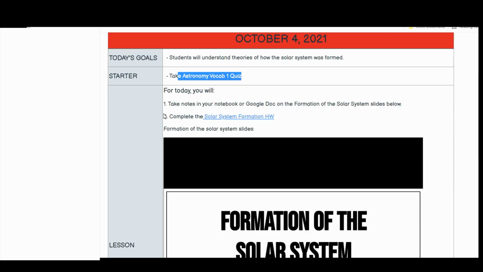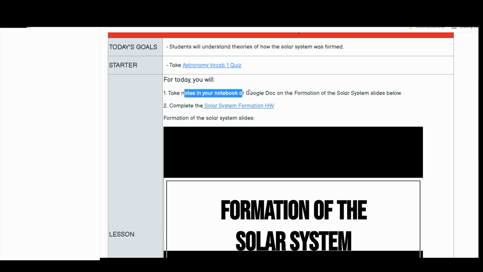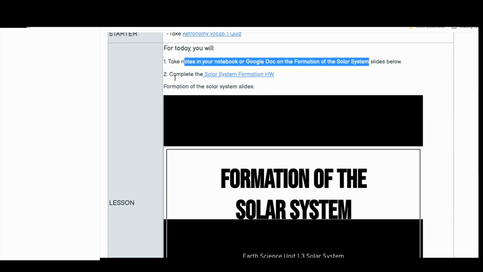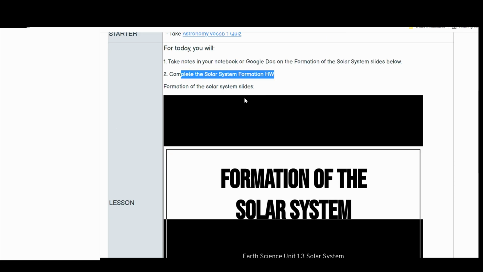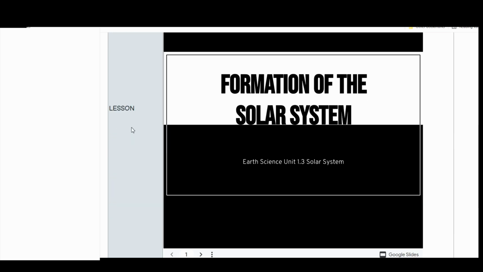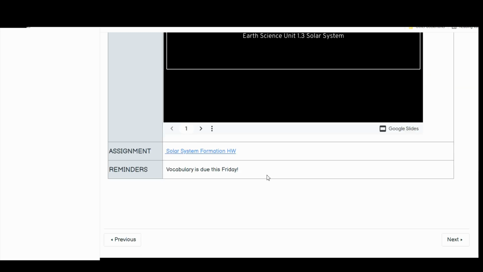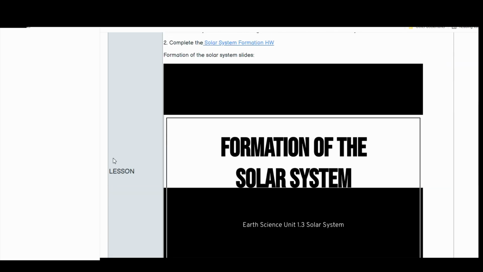And then come in here and work on the notes on the formation of the solar system. They're embedded down here. Once you get done with those, you'll complete the homework assignment, and then you are done for the day. So the homework assignment is linked down here in the assignment section, and then you have a reminder that your vocabulary is due on Friday if you've not already turned it in.